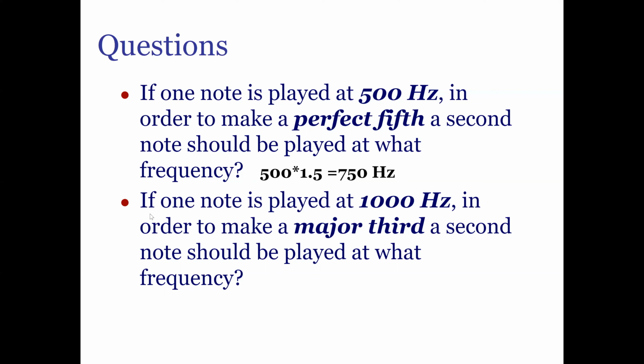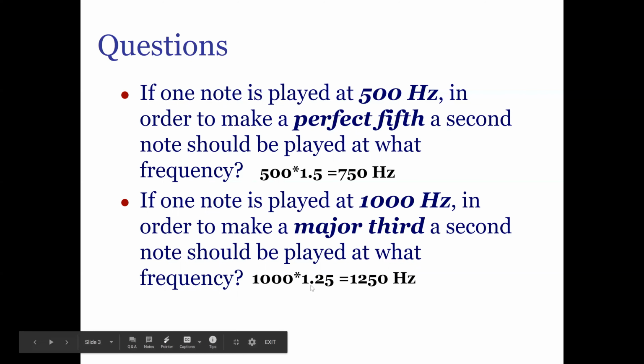Doing the same thing, but now for a major third, with again the 1000 hertz that's given being the lower note. I can't go back now because of the animation. So if you remember, the major third frequency ratio was 5:4. So this one, 1000 times 5:4, which would be 1.25, gives us 1250 hertz.